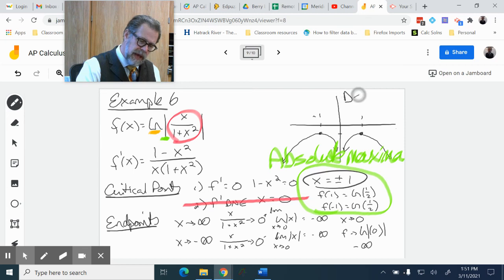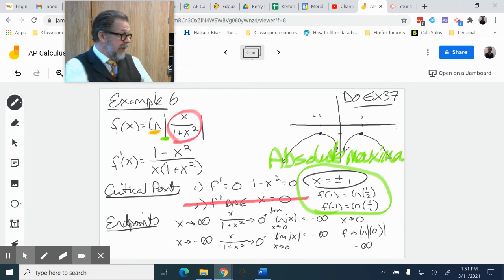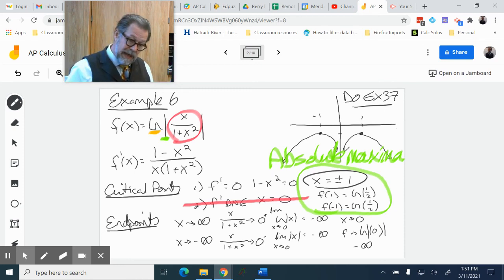If you're in my class, why don't you go ahead and do exercise 37 in the book? And if you're not in my class, or if you are, this ends section 5.1 in the book pretty quick. Just some examples of how to use derivatives to find extrema. And I'll be back with a quick recap video to wrap up section 5.1.